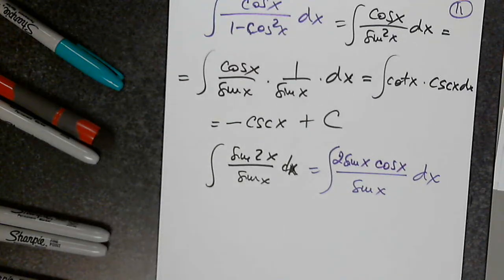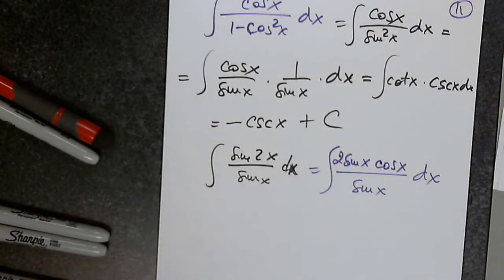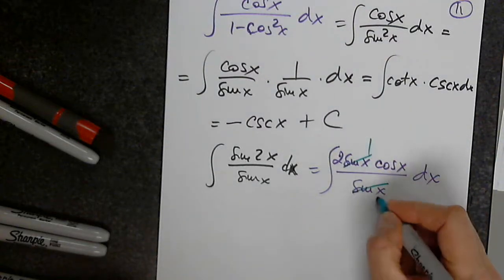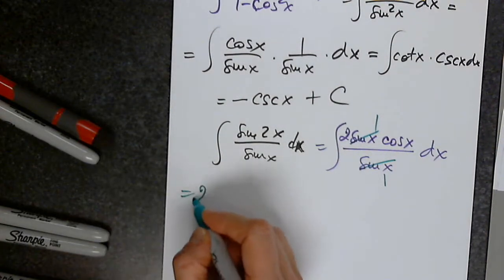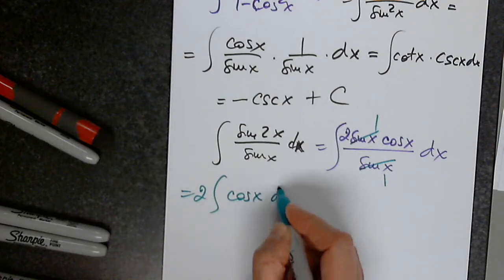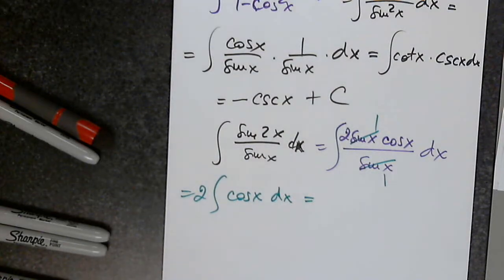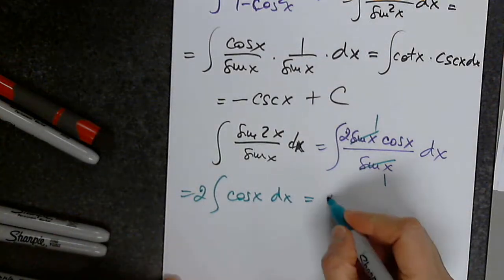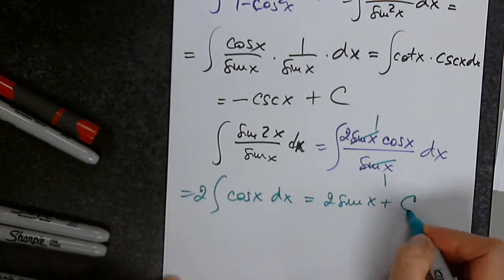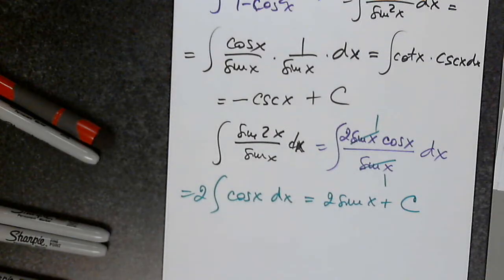Yes, I will simplify. What will I simplify? Very good. I will take the 2 outside. So this is 2 times the integral of cosine x dx. Which function prime is cosine? Just sine. So 2 sine x plus a constant c. Any questions?